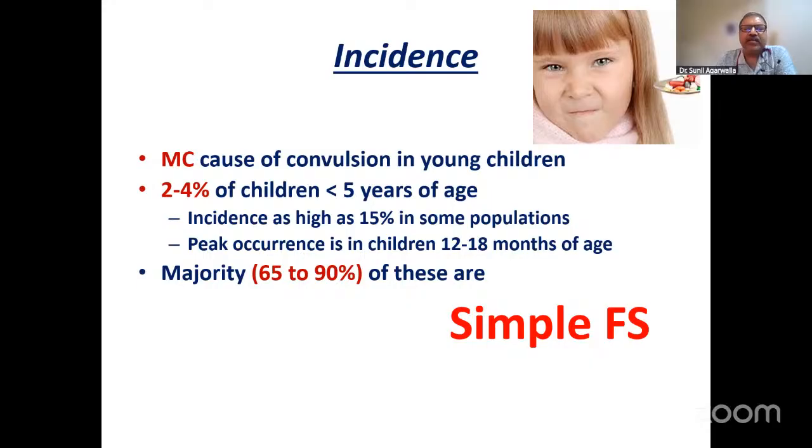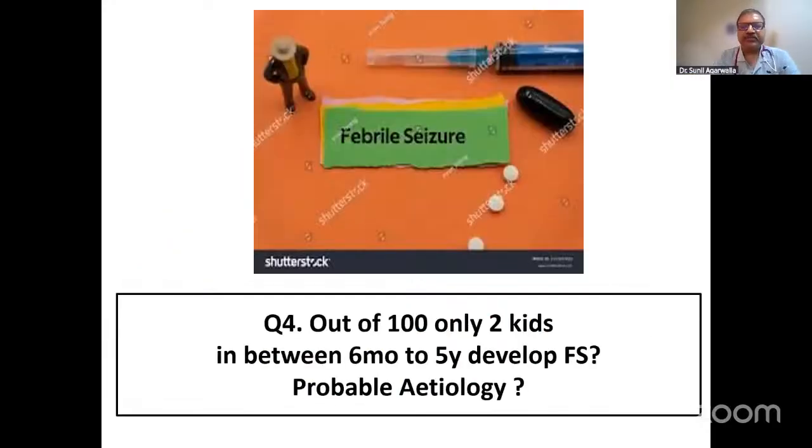So it has been said that 6 months to 5 years, no evidence of neuroinfection, fever triggered seizure is known as febrile seizure. But below 6 months and after 5 years, we can tell them as fever triggered seizure. Out of 100, only 2 kids between 6 months to 5 years are going to develop febrile seizure. Why? What is the etiology?